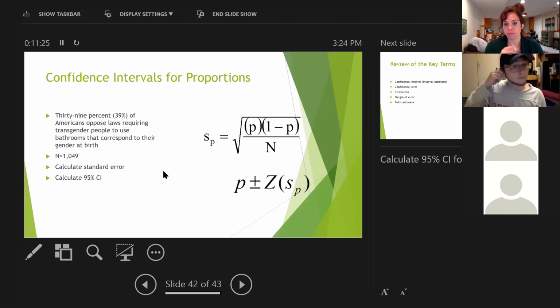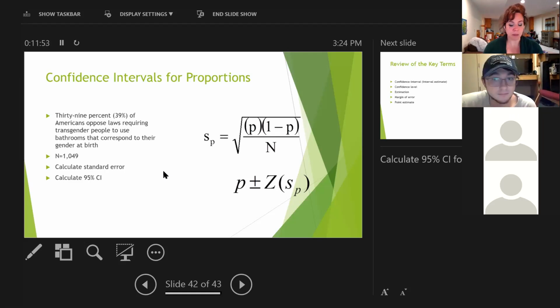Then you do the 0.39 plus or minus. What were you going to do? 95. So what was that? What is that? 1.96, very close. Yeah, 1.96, and then you do it over whatever we just got the square root of. You got it. That's exactly right.